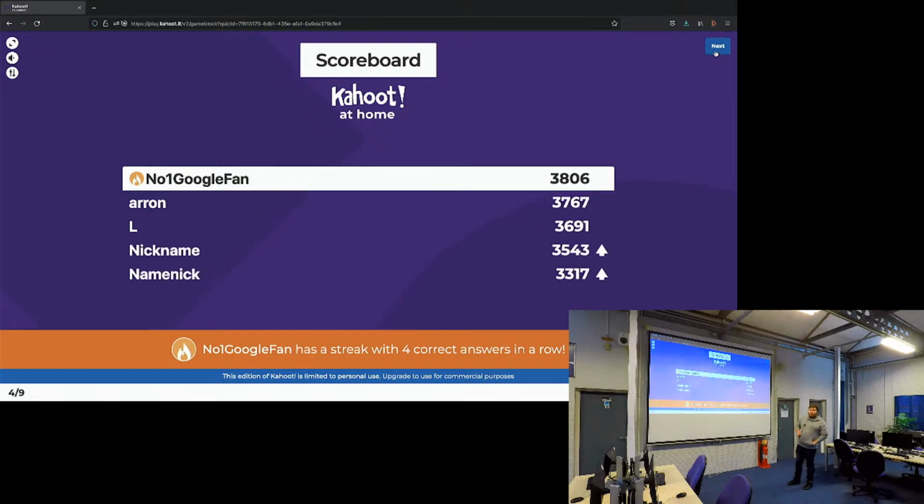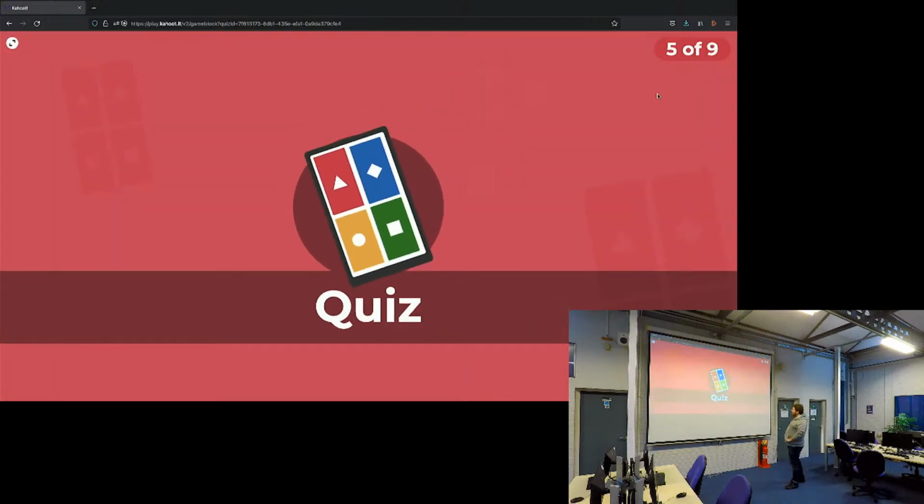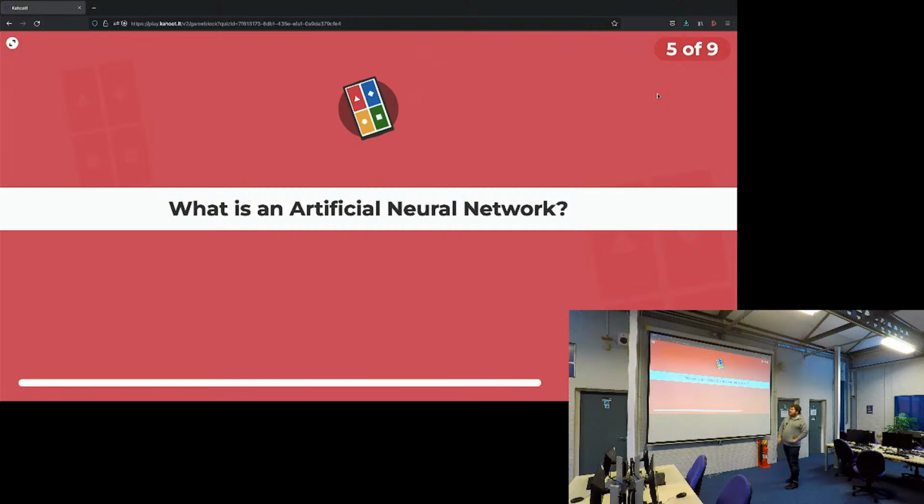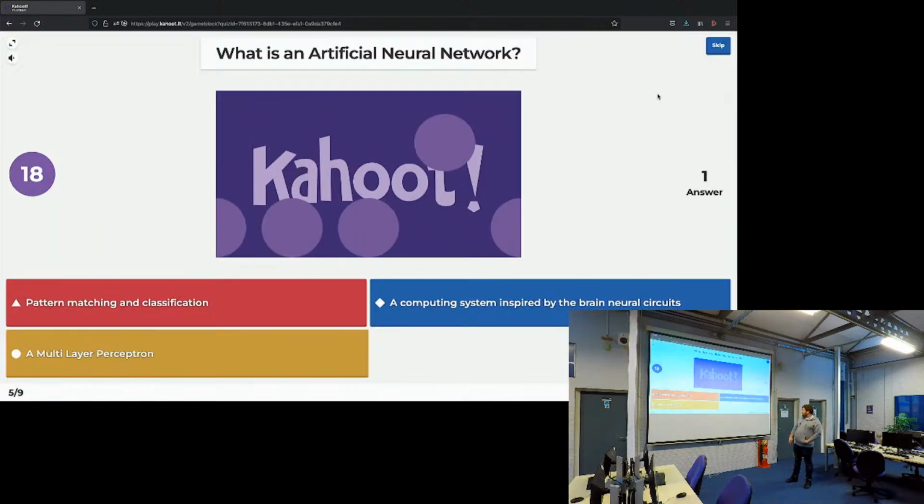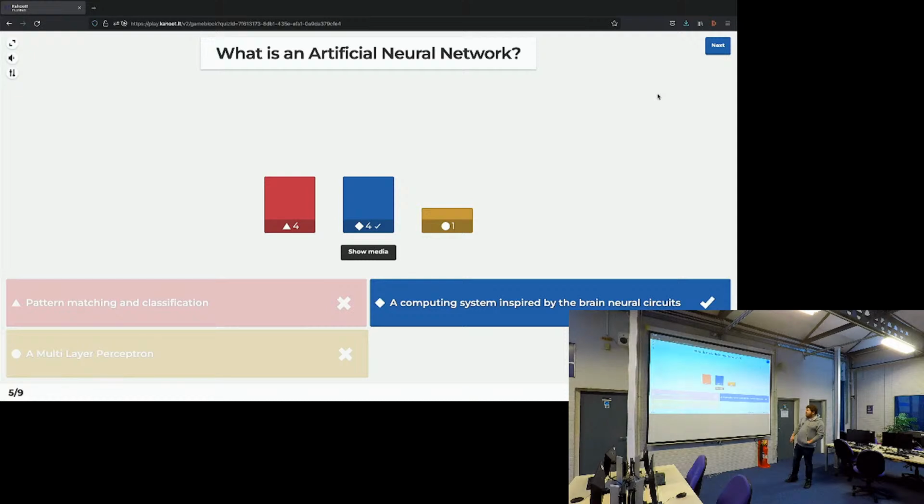And we've still got #1 Google fan ahead, having a very good streak, congratulations. So, what is an artificial neural network? So there we go, we've got 4 out of 9 of you getting it right. That's, again, pretty impressive. So a neural network is a computing system inspired by the brain's neural circuits. Now, a multi-layer perceptron is a form of neural network, and pattern matching and classification is something that we can do with neural networks.